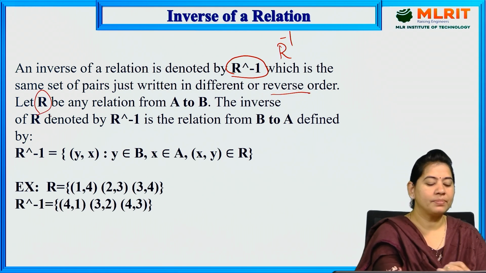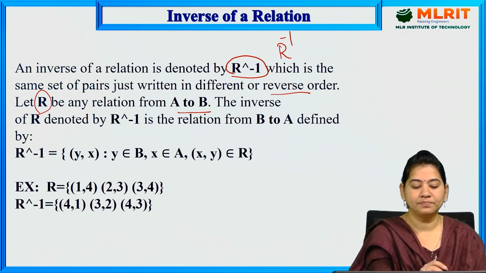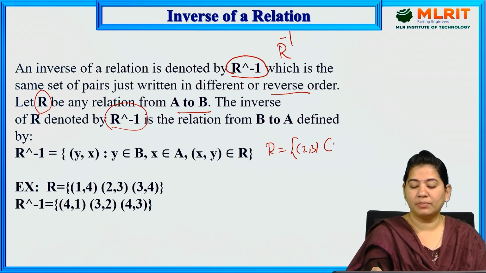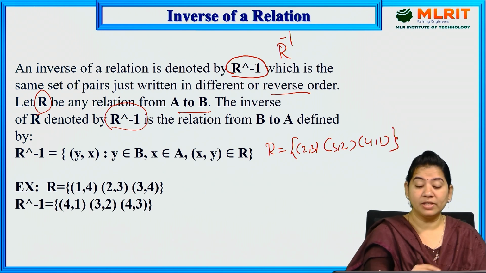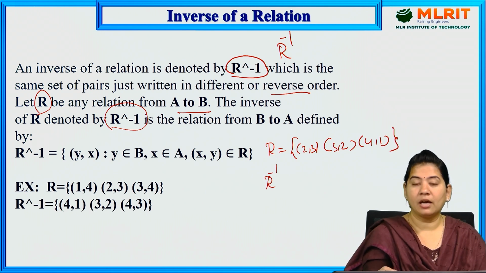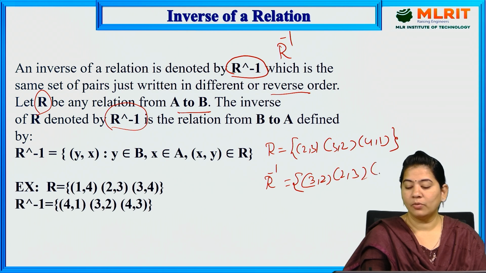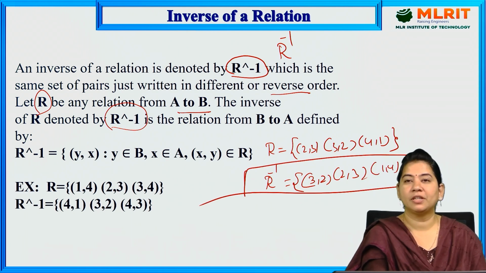Let capital R be any relation from A to B. The inverse of R is denoted by, let us suppose we have some relation R, like this: 2,3; 3,2; 4,1. The inverse of R is denoted by R power minus 1, which is equal to, so you'll just interchange the values, that is 3,2; 2,3; 1,4. This is how to find the inverse relation.